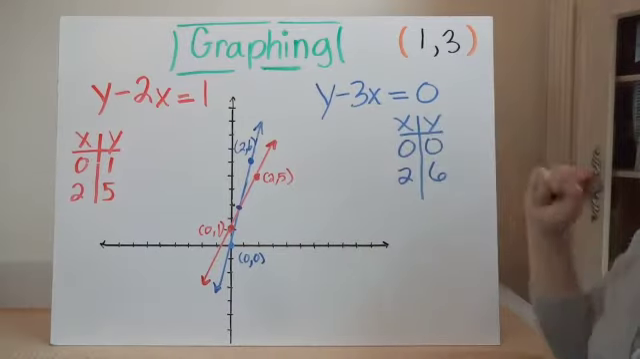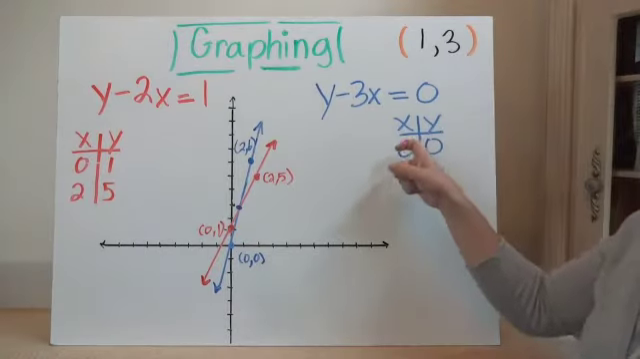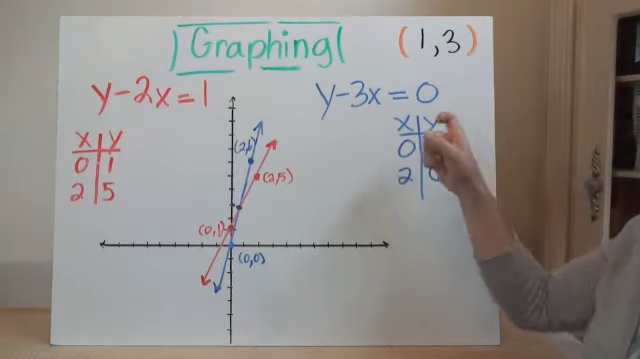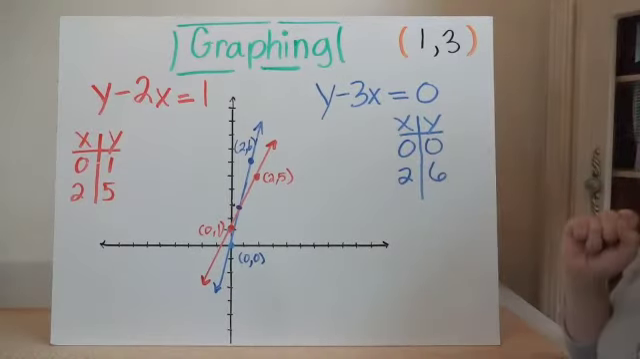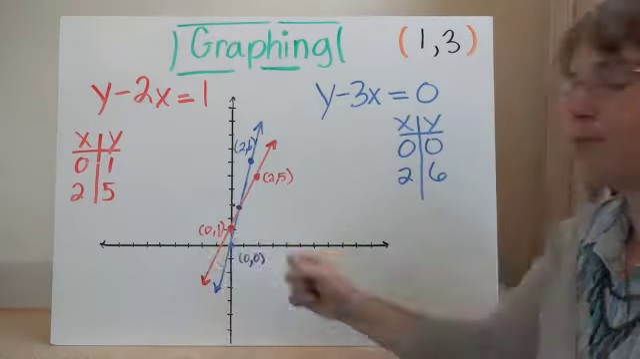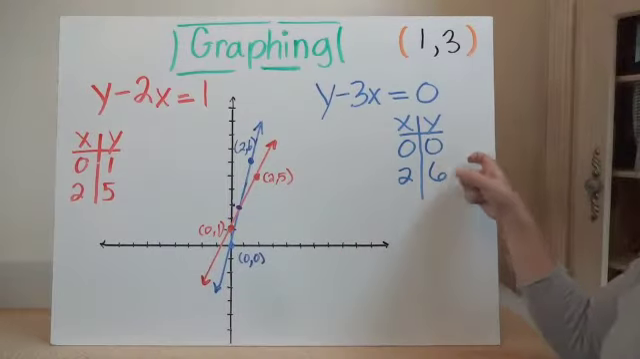I have y minus 3x equals 0. I'm going to choose 0 for x. When I choose 0 for x, I put a 0 in there. y minus 0 equals 0. y is equal to 0. And I can graph that. That's right at the origin. So I have 0, comma 0.